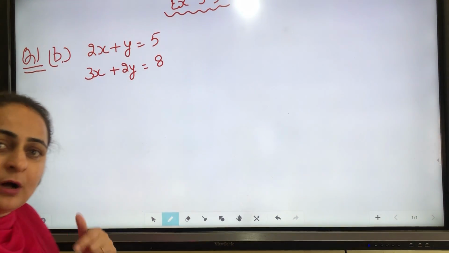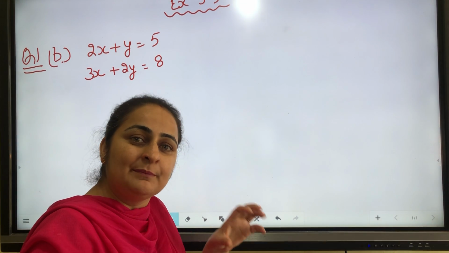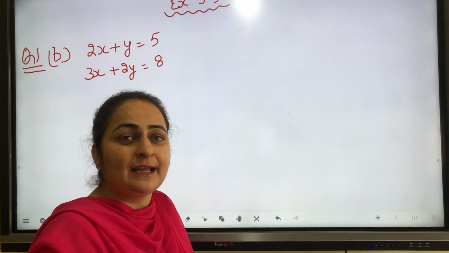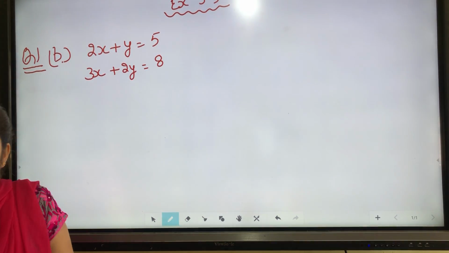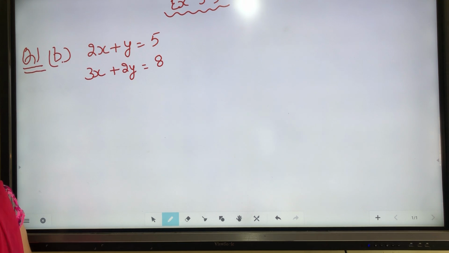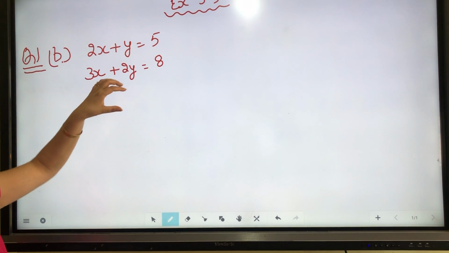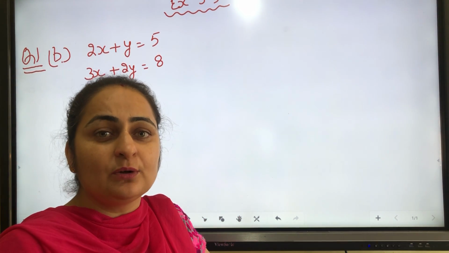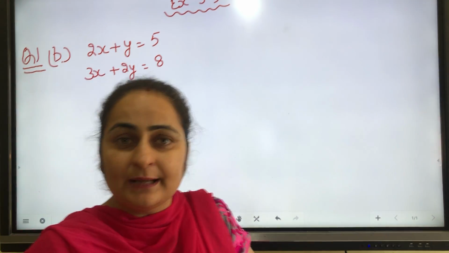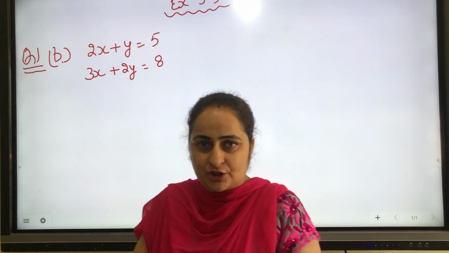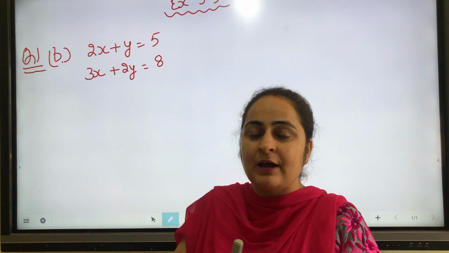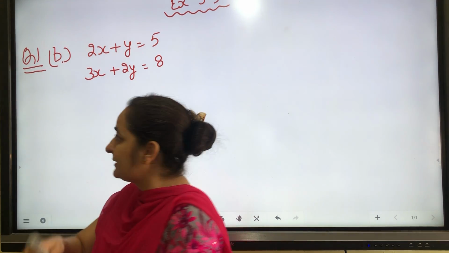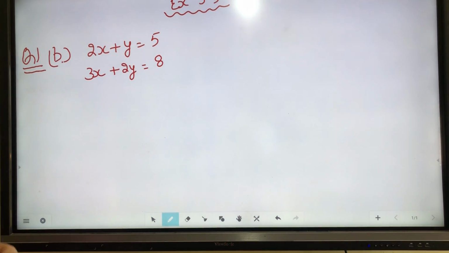Now we have already done the two methods, that is the elimination method and the substitution method, how to solve by using the elimination method or by using the substitution method. Now the last method is the cross multiplication method. By this method, we are also able to find the values of x and y. That depends upon the situation, whether in the question the examiner asks you to use the substitution method, elimination method or cross multiplication method. Now let's start the cross multiplication method.